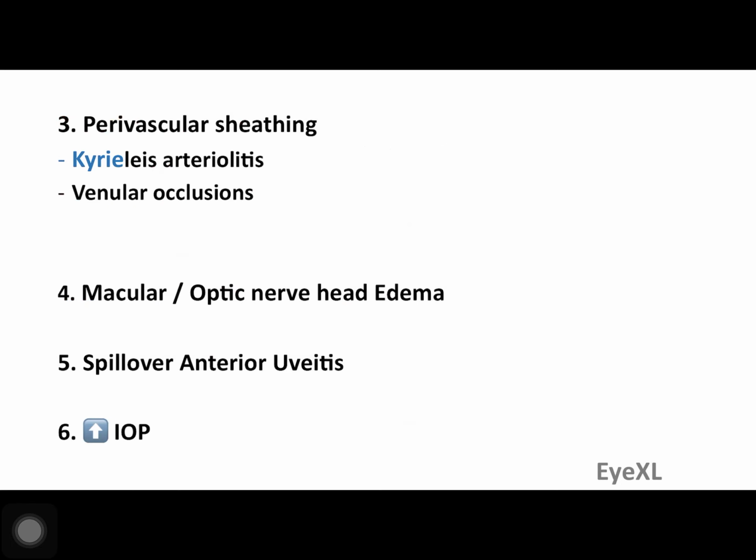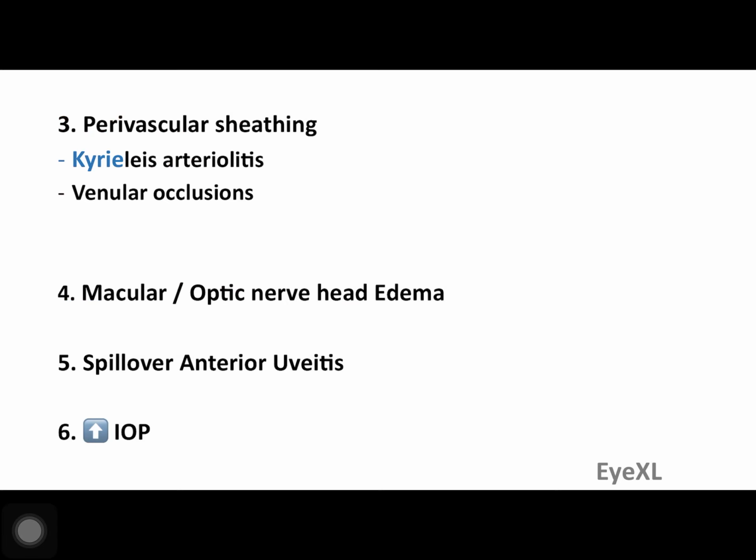The next clinical sign that you can see is perivascular sheathing, because the blood vessels are also undergoing inflammation. If you're a basketball fan, you will appreciate the word Kyrieleis arteriolitis. It is just another word for perivascular sheathing. And venular occlusions can occur if the inflammation is severe enough.